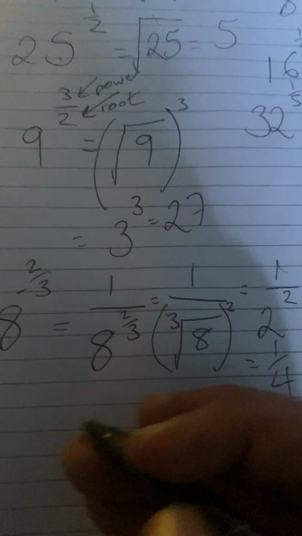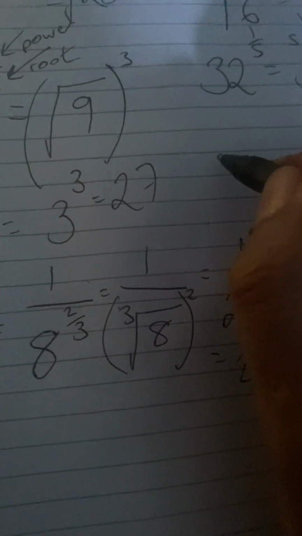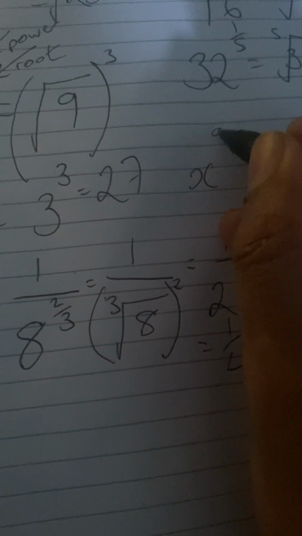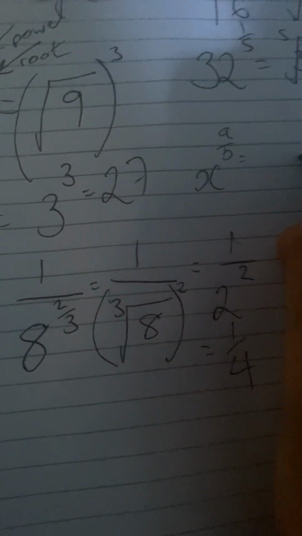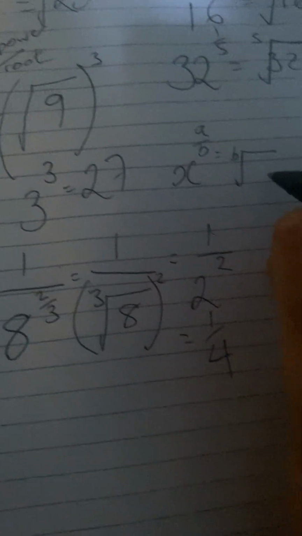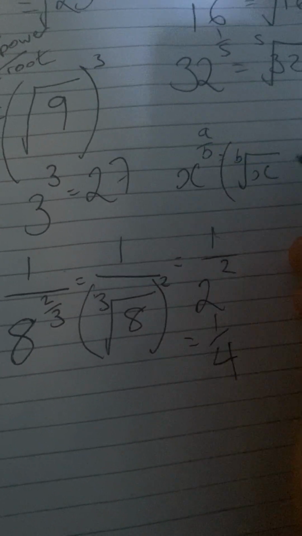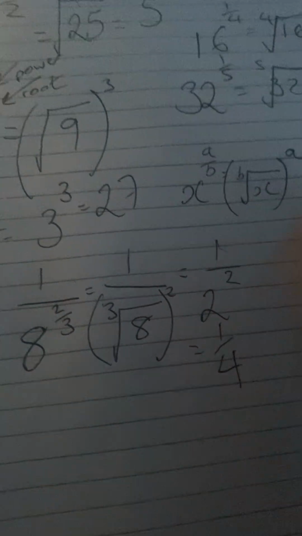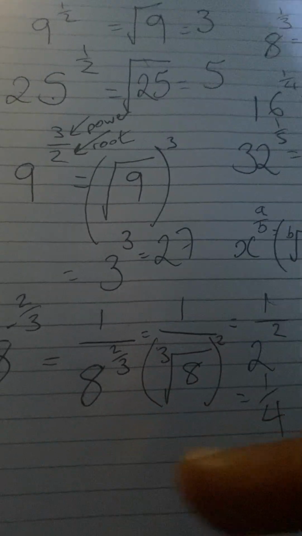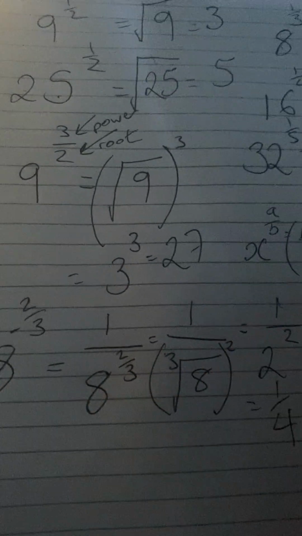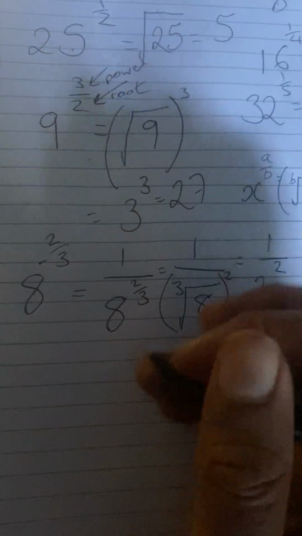So in general, when the numerator is not equal to 1, if I have x to the power of a over b, that's going to be the bth root of x all raised to the power of a. Don't forget, they can put fractions to fractional powers or fractions to negative fractional powers. That also works. Let me just think of one here.